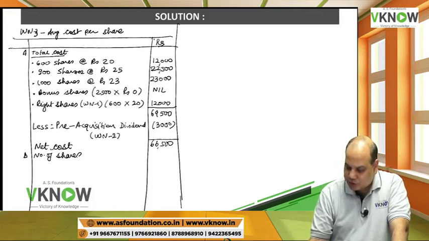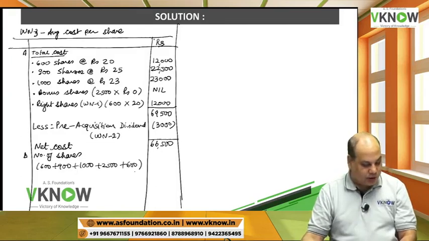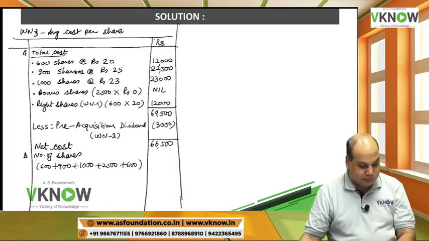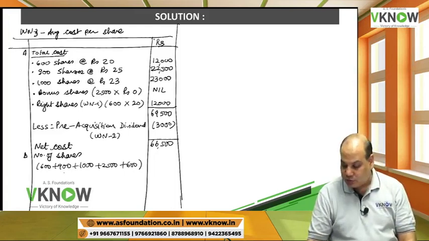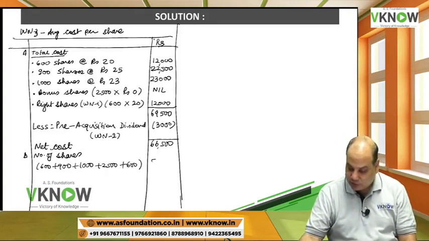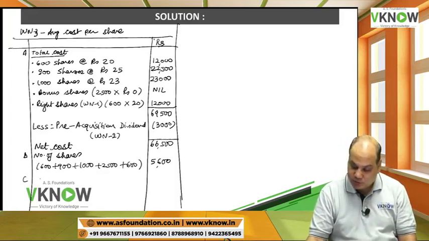Point B, number of shares. So number of shares will be, you can see, 600, same 900, 1000, bonus share 2500, right share 600. These are the number of shares we have purchased. So how much is that equal to? That is coming to 5600. Check.